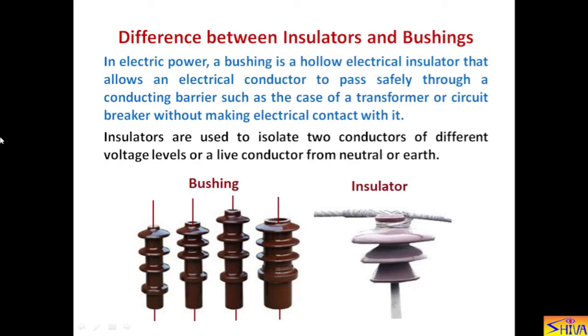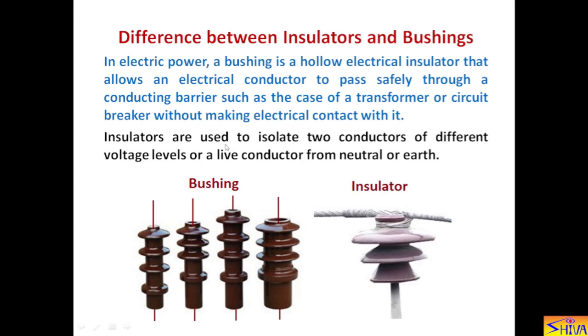Now let us see what are the differences between insulators and bushings. In electrical power, a bushing is a hollow electrical insulator that allows an electrical conductor to pass safely through a conducting barrier, such as the case of a transformer or circuit breaker, without making electrical contact with it. So when we are using electrical machines, the winding is inside the body. So we have to take out the connection from the body. So we are using bushing.